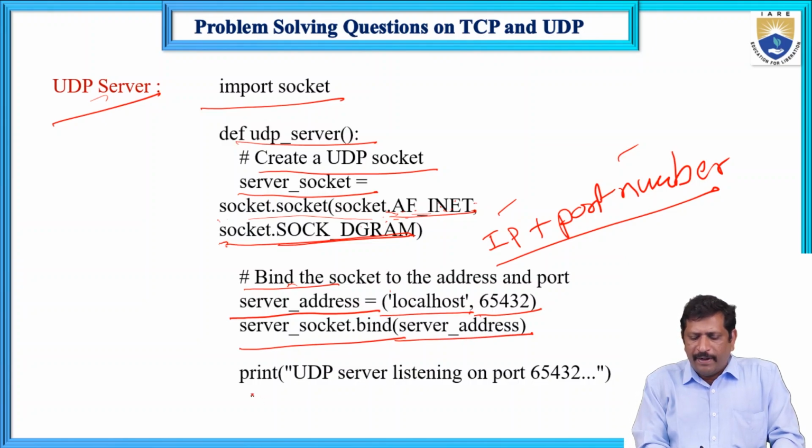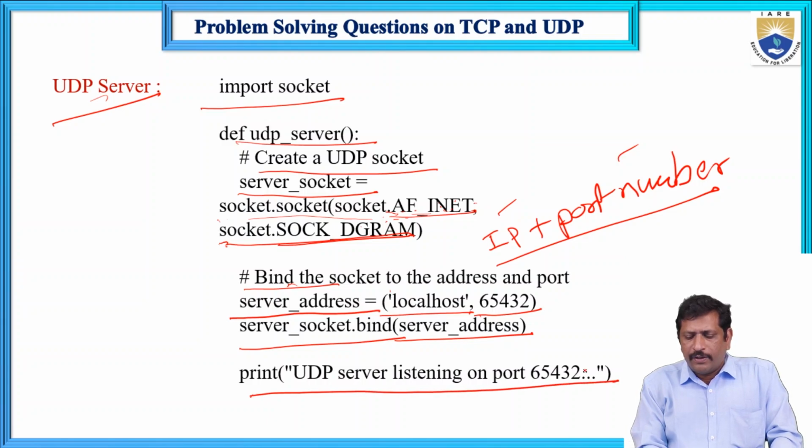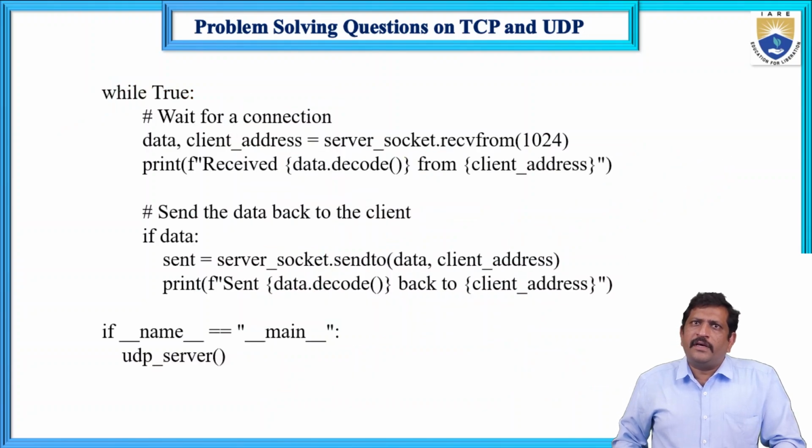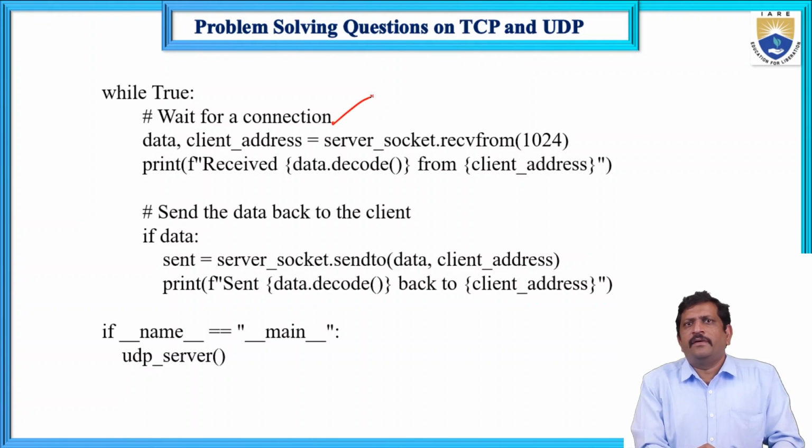Then server_socket.bind(server_address). Then print "UDP server listening on port 65432". The port 65432 is the port which is listening for services and receiving services from the other client. While True, it is waiting for a connection from the other client.